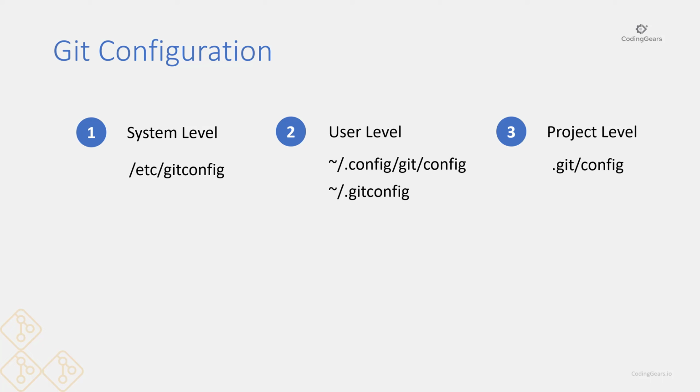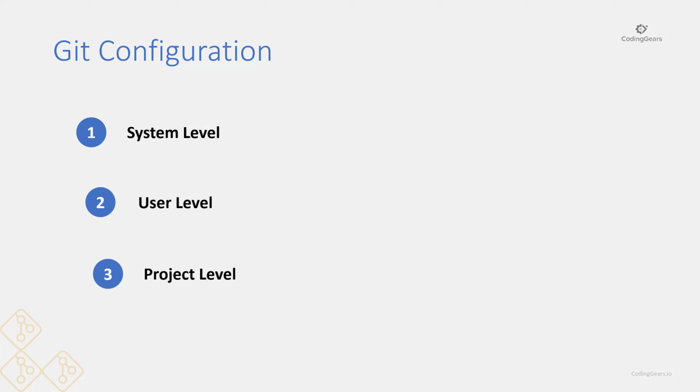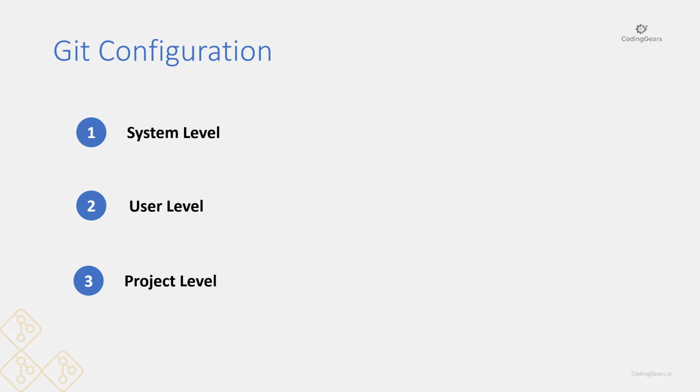And for the user level, it is inside the home directory. It is .gitconfig or .config/git/config. And at the project level, it's inside the .git directory and the file name is config. The .git directory gets created when you initialize the repository on your system, and we'll look into the details down the line. Now, when it comes to these three different configurations, while you're running the commands, we will have to specify certain flag or option.